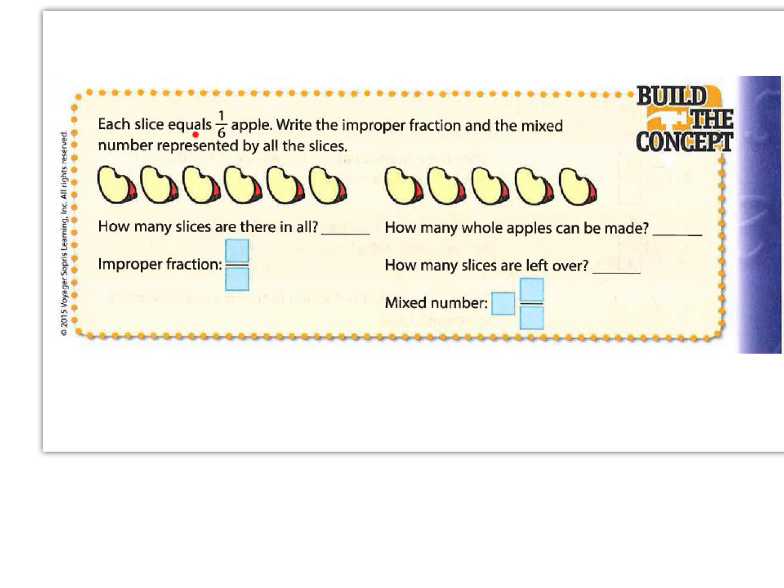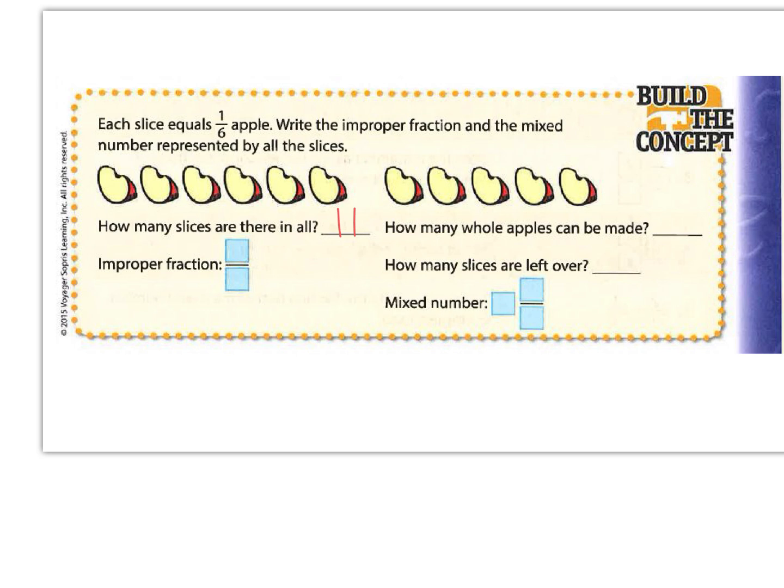This says each slice equals 1/6 of an apple. Write the improper fraction and the mixed number represented by all the slices. So we have, how many slices are there in all? 1, 2, 3, 4, 5, 6, 7, 8, 9, 10, 11. So there are 11 slices.